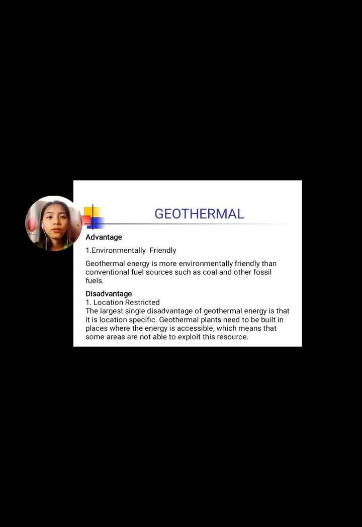However, the disadvantage of it is that it is location restricted. The largest single disadvantage of geothermal energy is that it is location specific. Geothermal plants need to be built in places where the energy is accessible, which means that some areas are not able to exploit this resource.